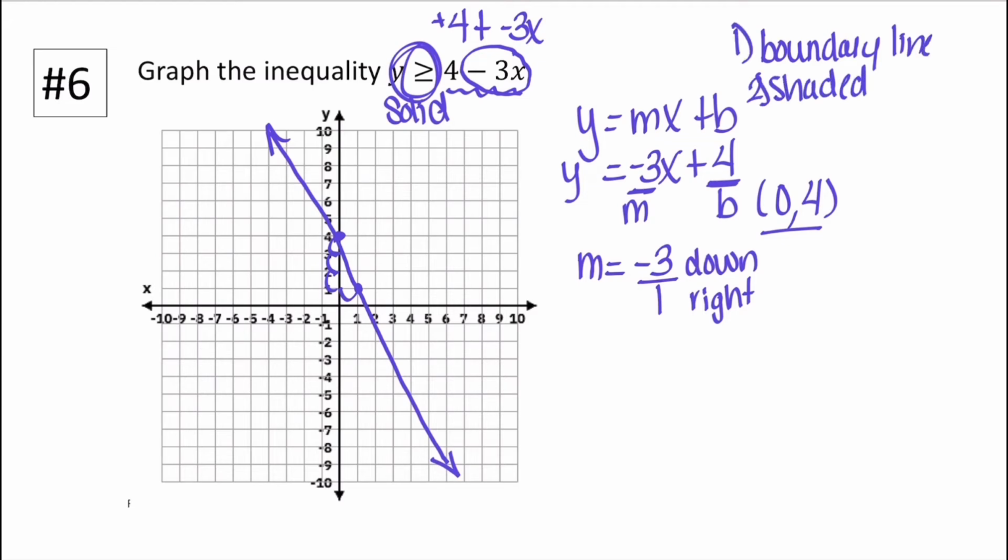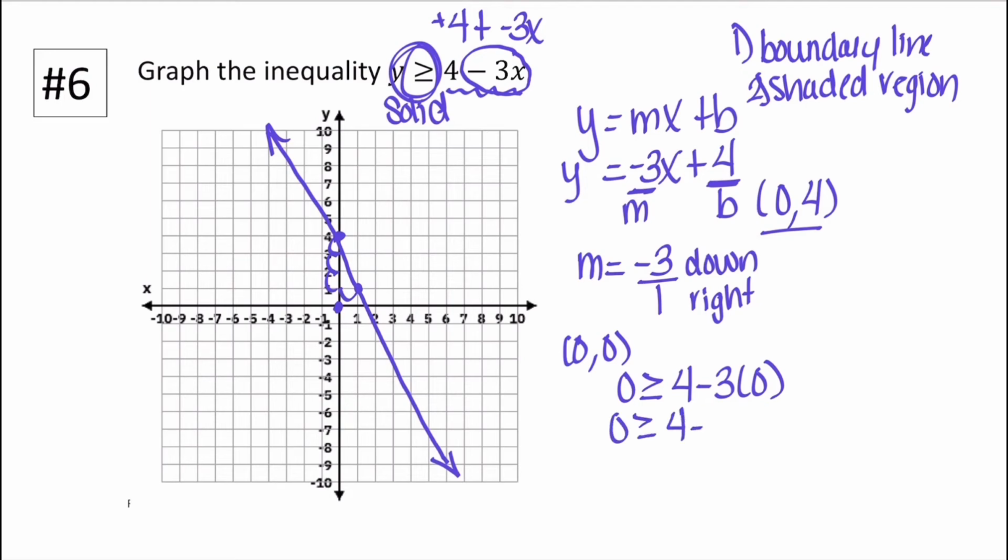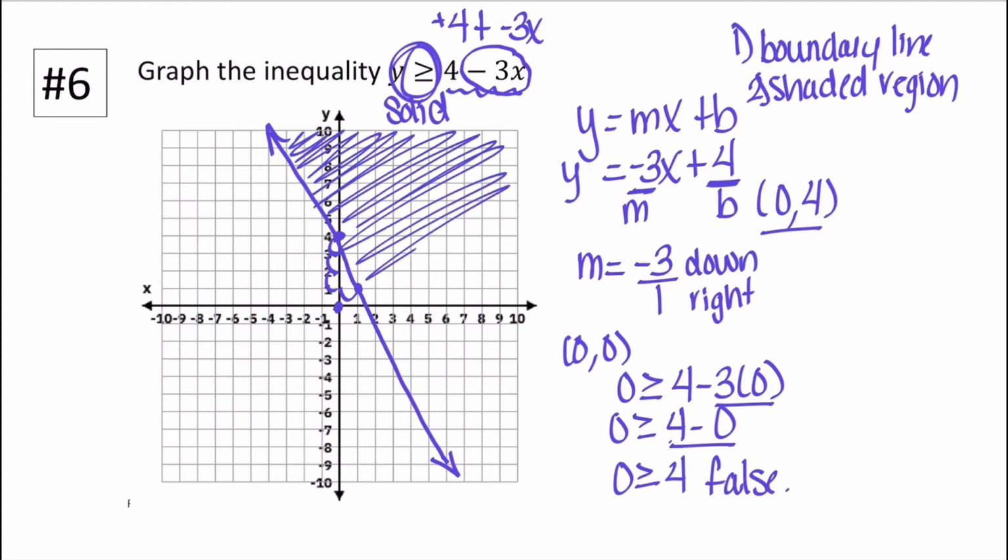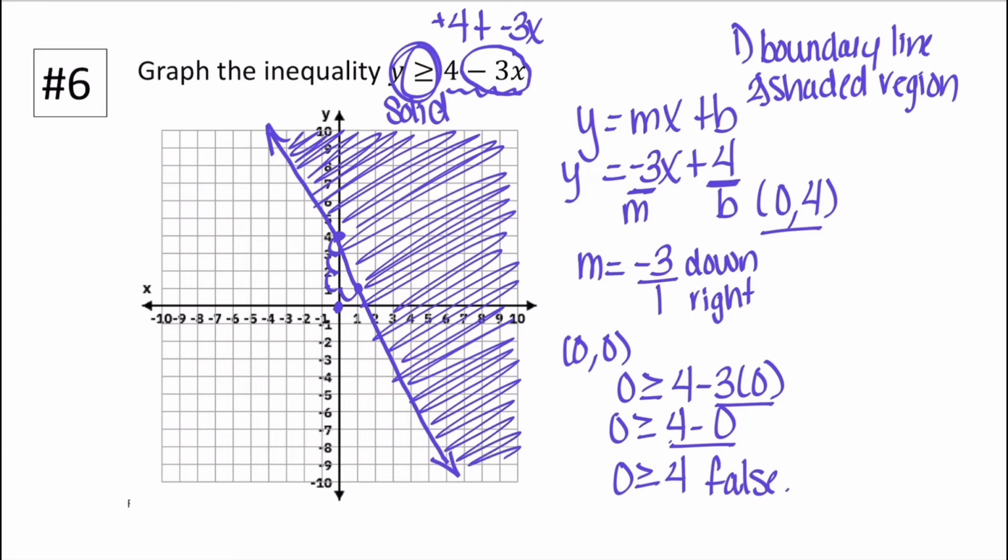The next step is to figure out the shaded region. For the shading, I'm going to pick a test point. My favorite test point is 0, 0, which I can use as long as it's not on the line. So I plug 0, 0 into my inequality. 0 is greater than or equal to 4 minus 3 times 0, which is 0. So 0 is greater than or equal to 4 minus 0, which is 4. That is false, because 0 is less than 4. So I'm going to shade the side of this line that is away from 0, 0. This is now the graph of my inequality.